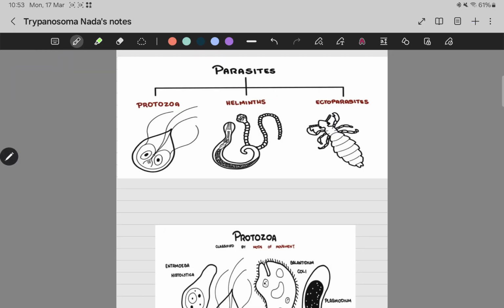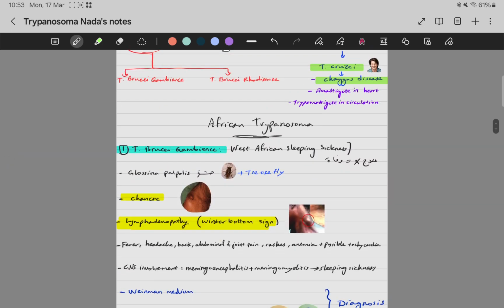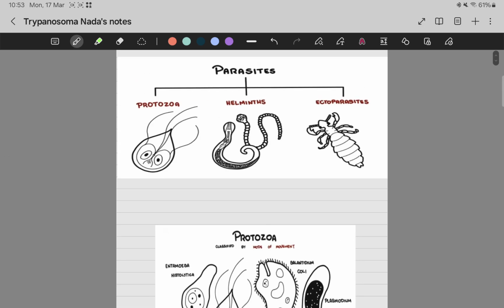Okay, so before I start talking about trypanosoma, there are some brief introductions that I would like to cover. Trypanosoma is actually a parasite. So I'm going to talk about parasitology, and we classify parasites into three main categories. First, what is a parasite? A parasite is a living organism that lives on another organism, but it benefits while harming the host or the other organism that it lives on.